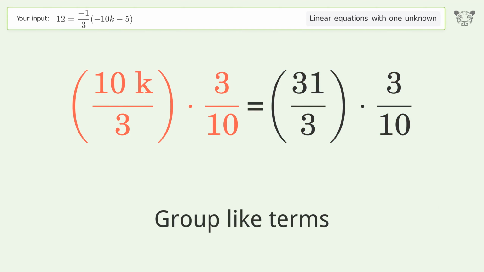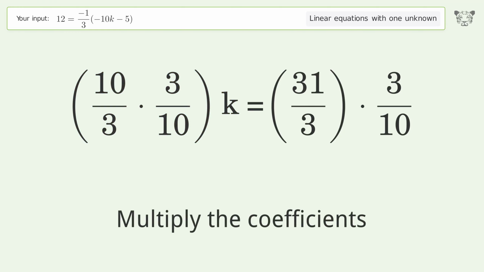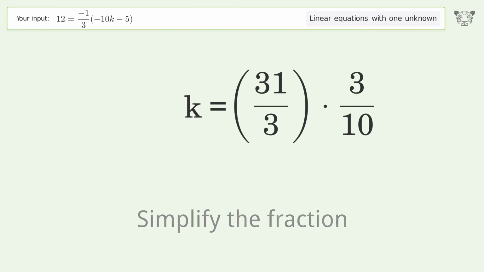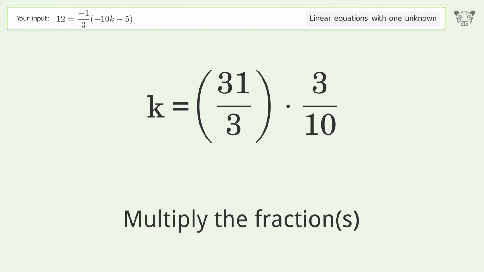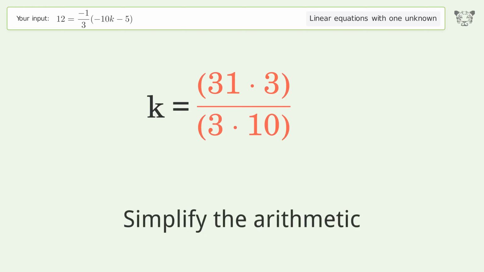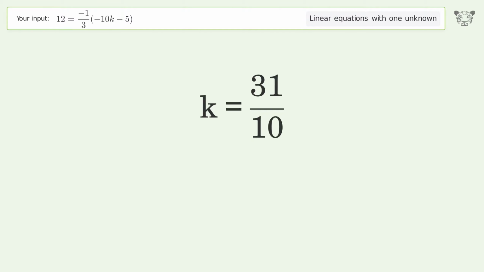Group like terms. Multiply the coefficients. Simplify the fraction. Multiply the fractions. Simplify the arithmetic. And so the final result is k equals 31/10.